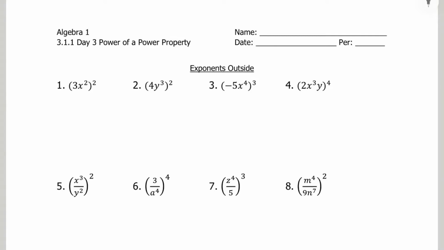Okay, so 3.1.1 day 3, power of a power property. So we're doing more exponent stuff. We're just adding another rule in. So looking at the first one, when exponents are on the outside.